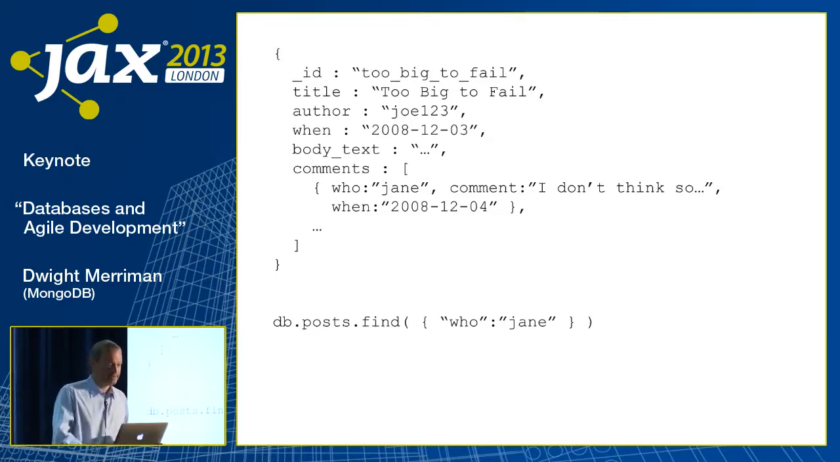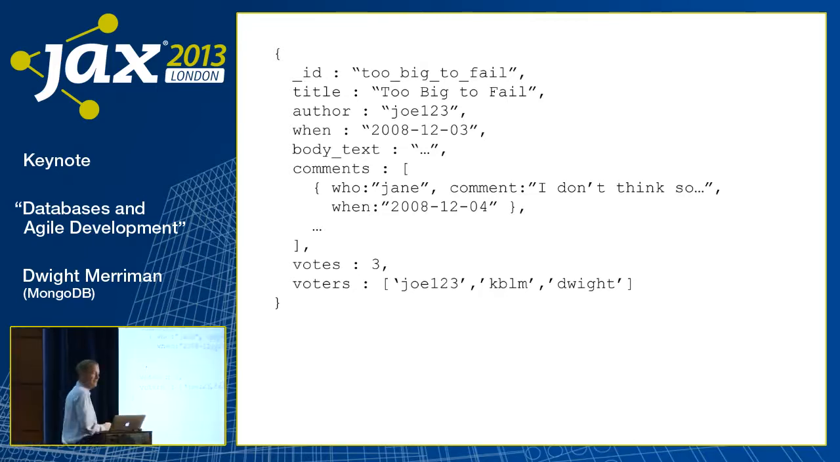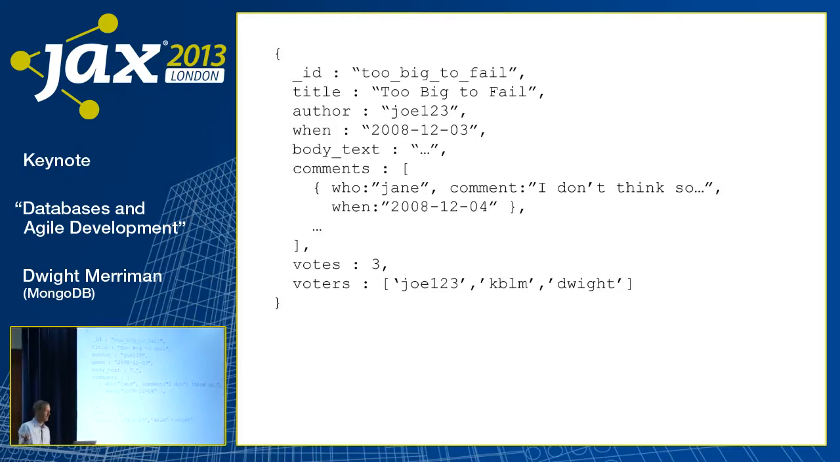Let's say we want to do more, though. Let's say in our CMS we want to let people vote on which stories they like, and we don't want anyone to vote more than once. So we could do something like this, where in each post we have how many votes it has and who voted, so we remember who voted and you can't vote twice.